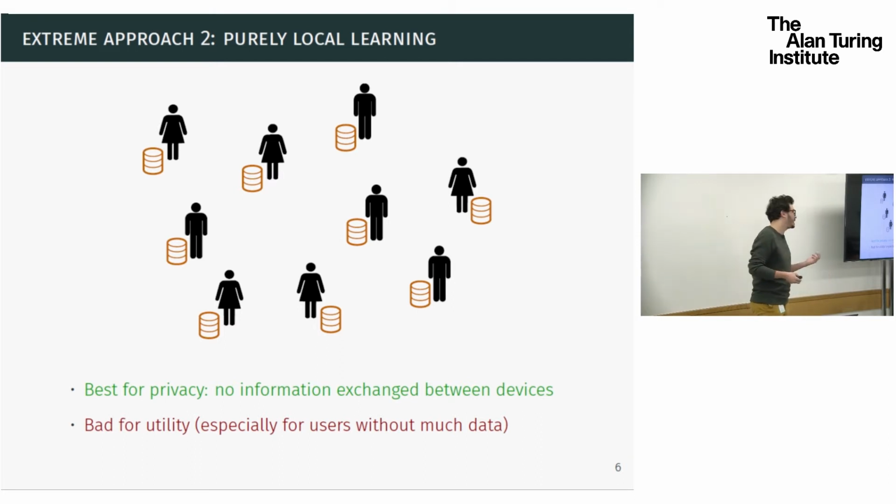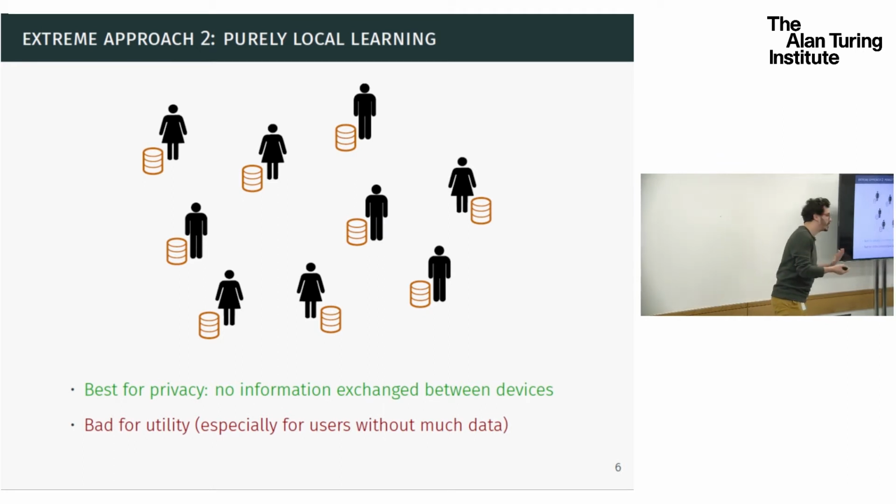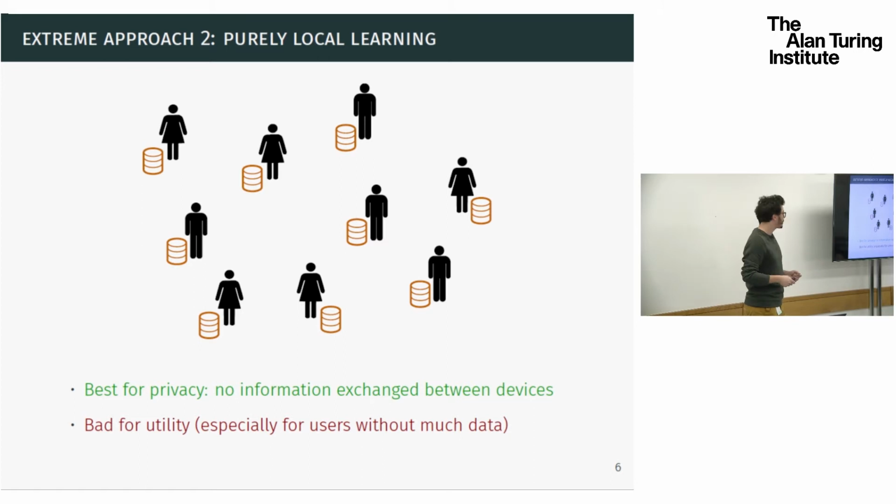But of course, on the other hand, it's really bad for utility because you don't get to do any kind of sharing of data, putting in common some relevant information across users. And so if you have users that have not much data, maybe they joined the service recently or something like that, they're not so active, then clearly this is not going to work out very well for them.